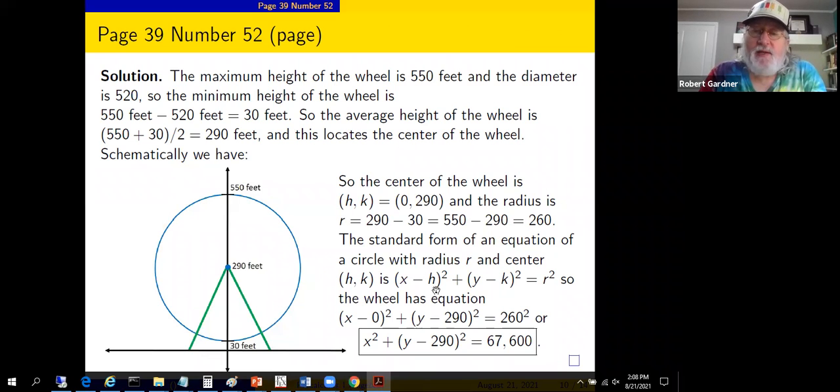Standard equation: (x minus h) quantity squared plus (y minus k) quantity squared equals r squared. We've got h is 0, k is 290, and r is 260. Plug those in, and it produces this. Take 260 and square it, and I get 67,600. And here's the equation of the circle describing the Ferris wheel in standard form. I can see the center is (0, 290), and we could take the square root of this to find the radius, or just leave it expressed like this, and you can see that the radius is 260 feet, everything measured in feet.